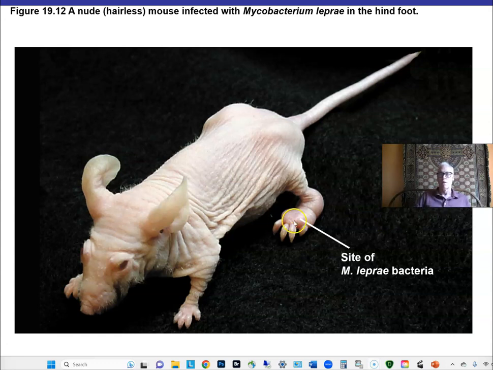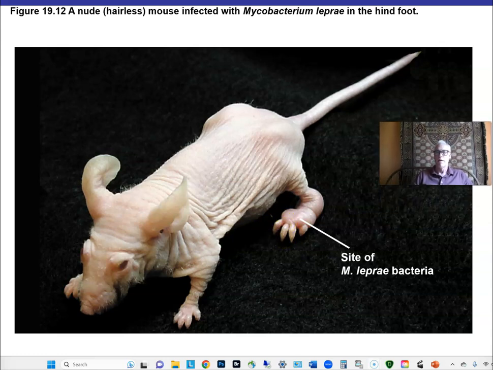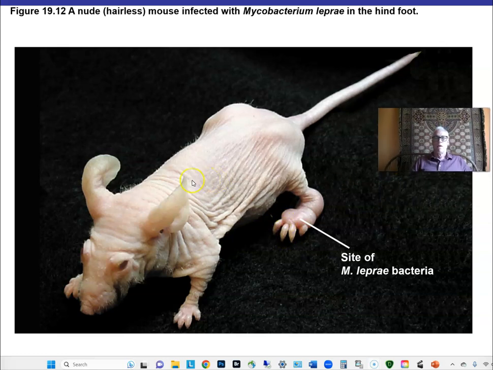In this case, what's showing is using this mouse as a host for Mycobacterium leprae, because we can't grow them in a normal animal model, but they will grow in this nude mouse that doesn't have any immune attack on the bacteria, Mycobacterium leprae. All right.